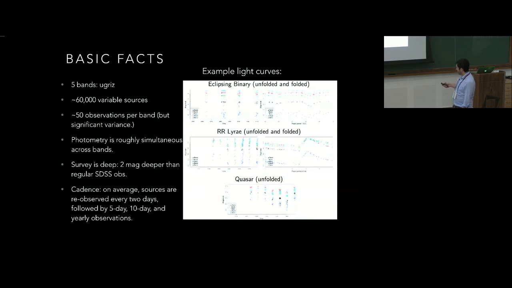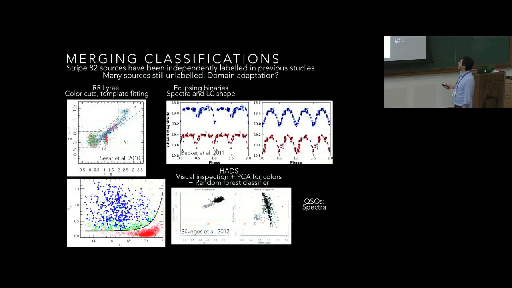This one is a quasar, which does not have a period, or not necessarily has a periodic behavior. And of course, the first thing we did, we tried to merge existing classifications for this data set. Because you can find the light curves online, but not for all of them you will have labels. So you want to try to find labels.